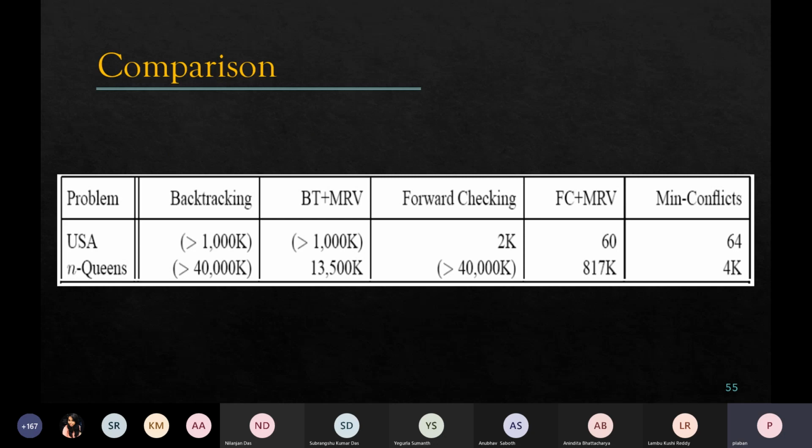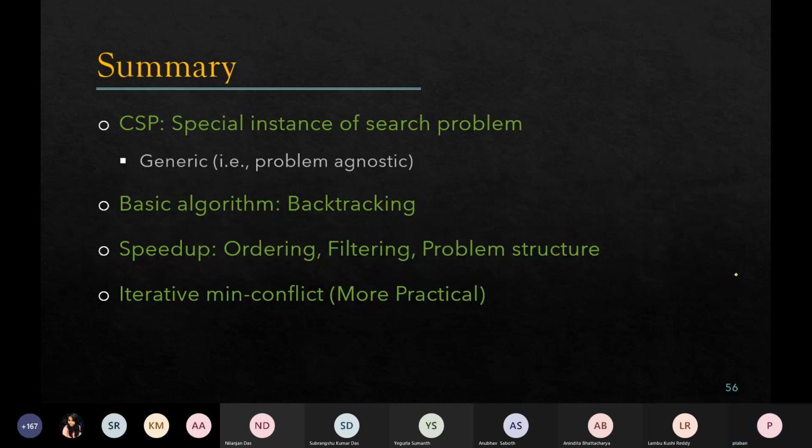So again, it gains a lot. You can see that for n-queens, it has reduced from 817 to 4K comparisons. Right.